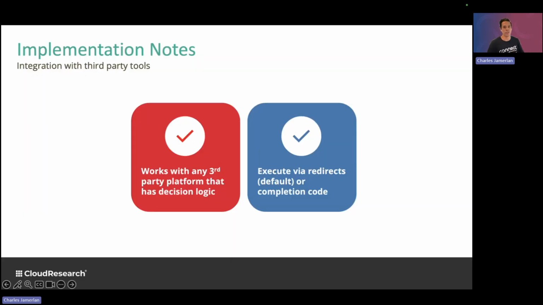Okay, a couple of implementation notes I just wanted to highlight: Connect Branches works with any third-party platform that has decision logic, whether it's SurveyMonkey or Qualtrics. Anytime you can do any kind of workflow or decision making there, and it supports URLs, you can plug those URLs in the survey, and they'll redirect back to Connect accordingly. And also, as I've shown you before, you can execute them via redirect, which is the default method, or by completion code. Maybe you're using a platform that doesn't support redirects; just put in the custom completion code for that specific branch and have your participants come back to Connect and manually plug that in.